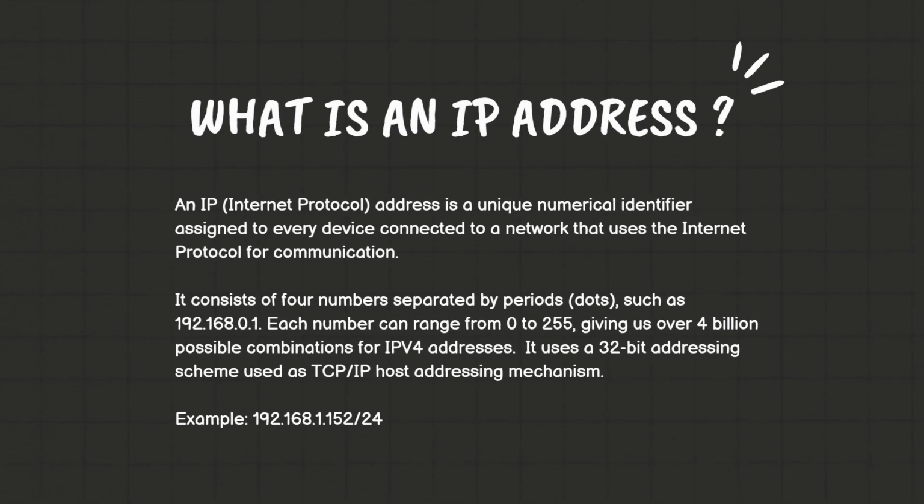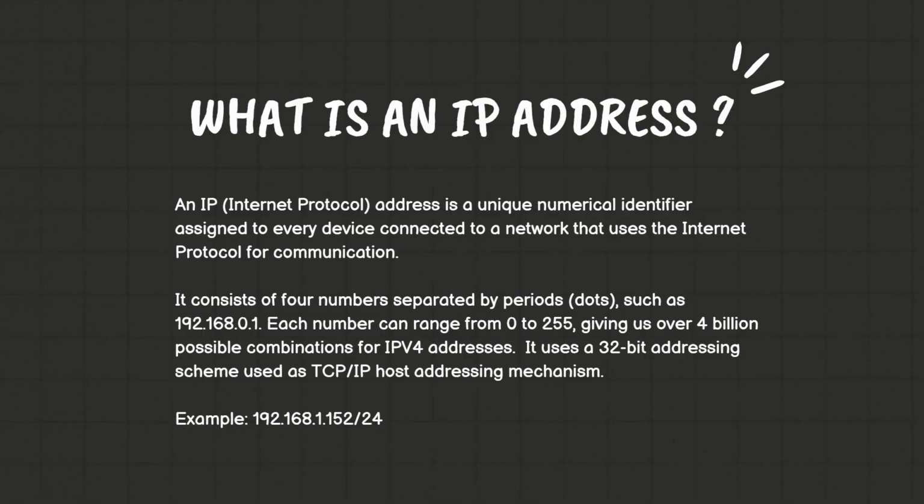What is an IP address? An IP, Internet Protocol Address, is a unique numerical identifier assigned to every device connected to a network that uses Internet Protocol for communication. It consists of 4 numbers separated by periods that can be called dots, such as 192.168.0.1. Each number can range from 0 to 255, giving us over 4 billion possible combinations for IPv4 addresses.